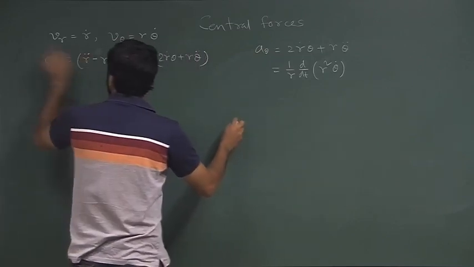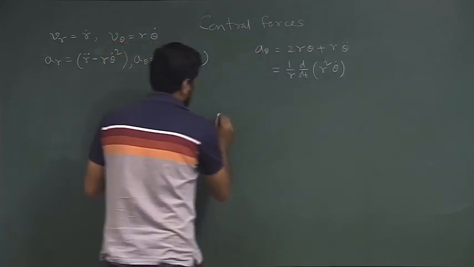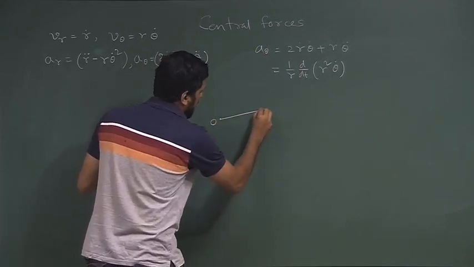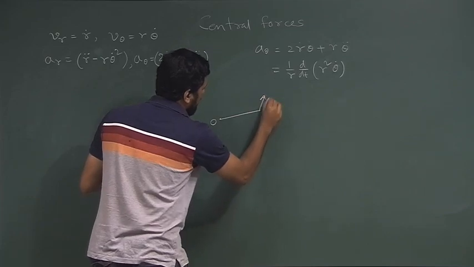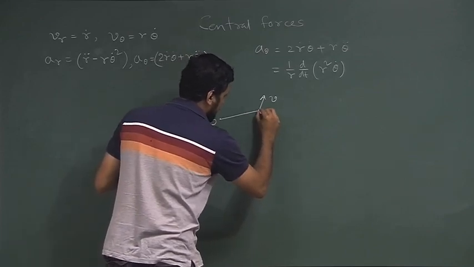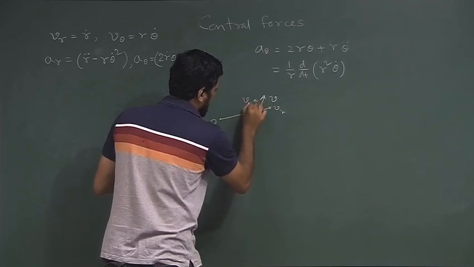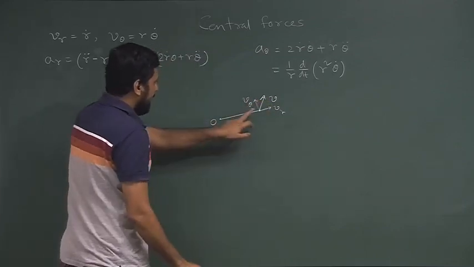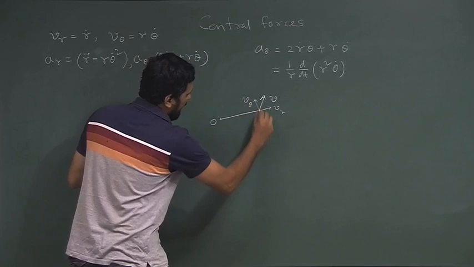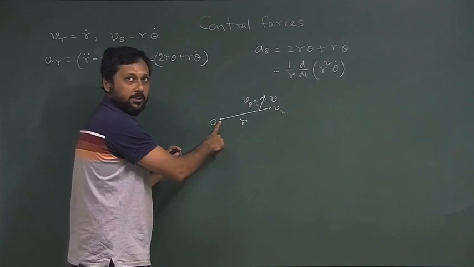Now, look at the velocity component along theta, it is r theta dot. If this is your origin, and a particle has a velocity v, it has two components in this particular representation. One component is V r, one component is V theta, okay. And this V theta, which is given as r theta dot, is working in this particular direction, which is at a distance r from the origin.